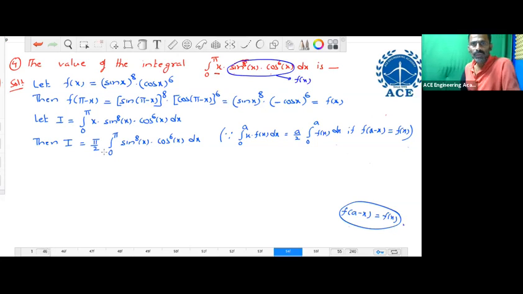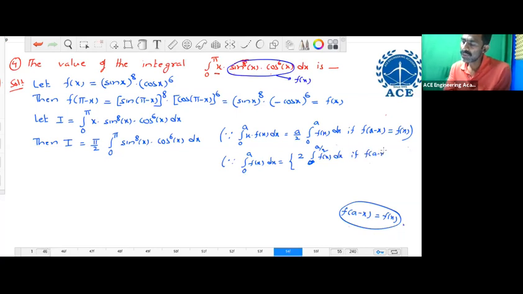Now, according to the sixth property, if it is possible to reduce 0 to pi to 0 to pi by 2, we can reduce it. The property number 6 is like this. Integral 0 to a f of x dx. We can write the integral 0 to a as 0 to a by 2 with some condition. 2 times integral 0 to a by 2 f of x dx if f of a minus x equal to plus f of x. 0 if f of a minus x equal to minus f of x.